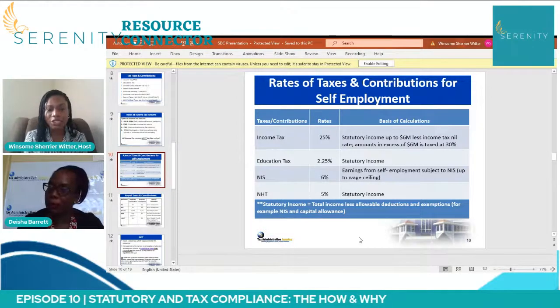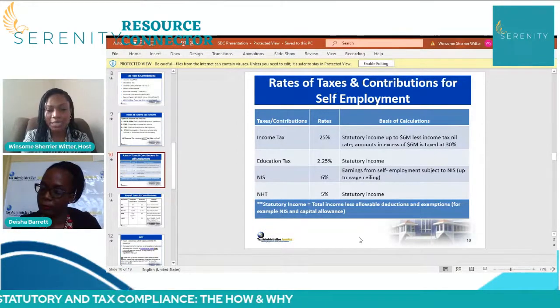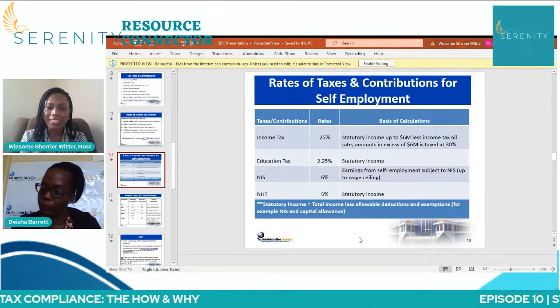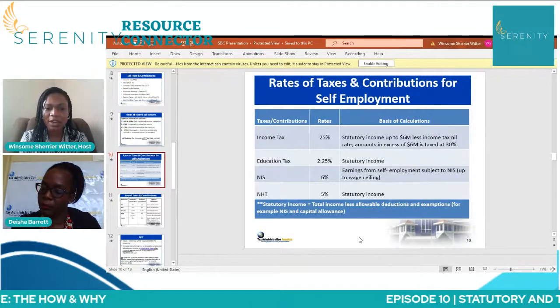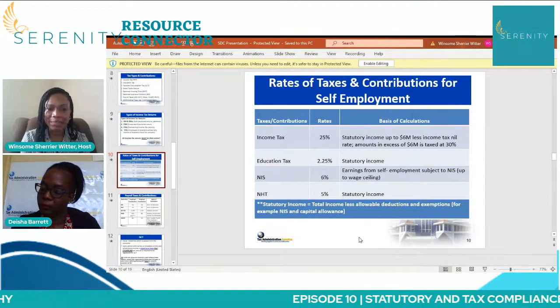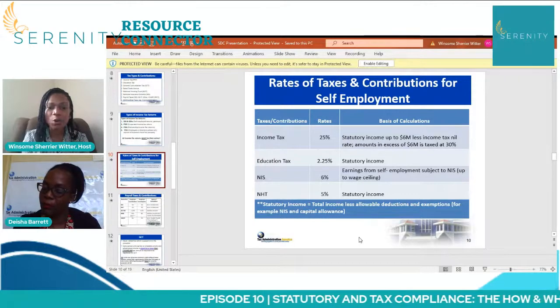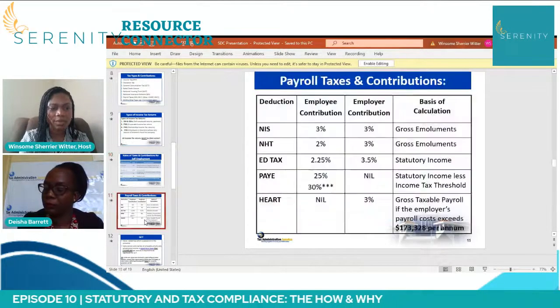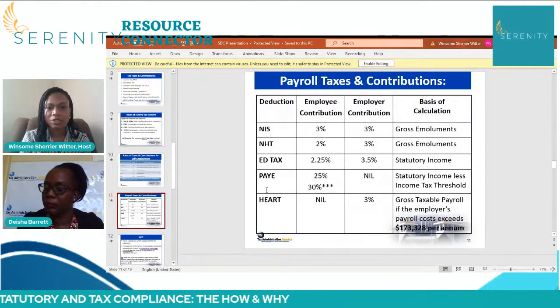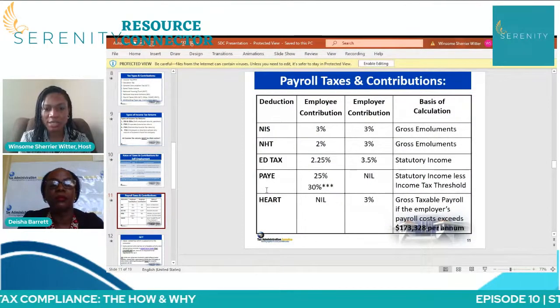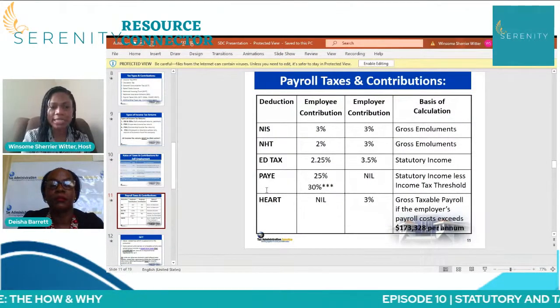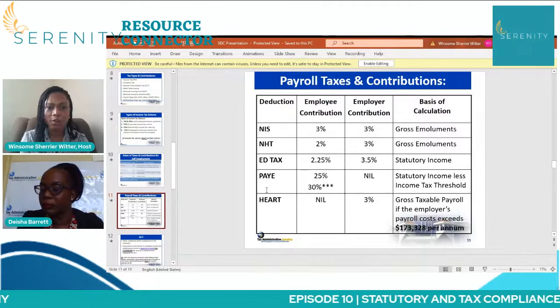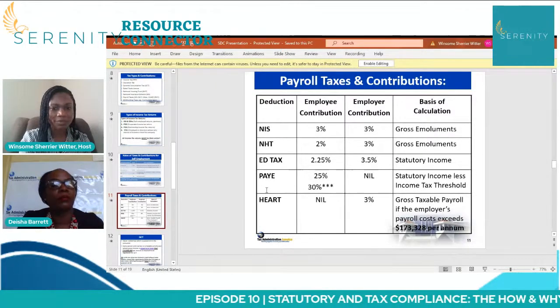And what is your statutory income? It's your total income less your allowable deductions and exemptions. For example, your NIS and capital allowance. And we talked about the allowable deductions earlier. Your payroll taxes and deductions. All right, so we looked at the self-employed before. Now for the payroll taxes.